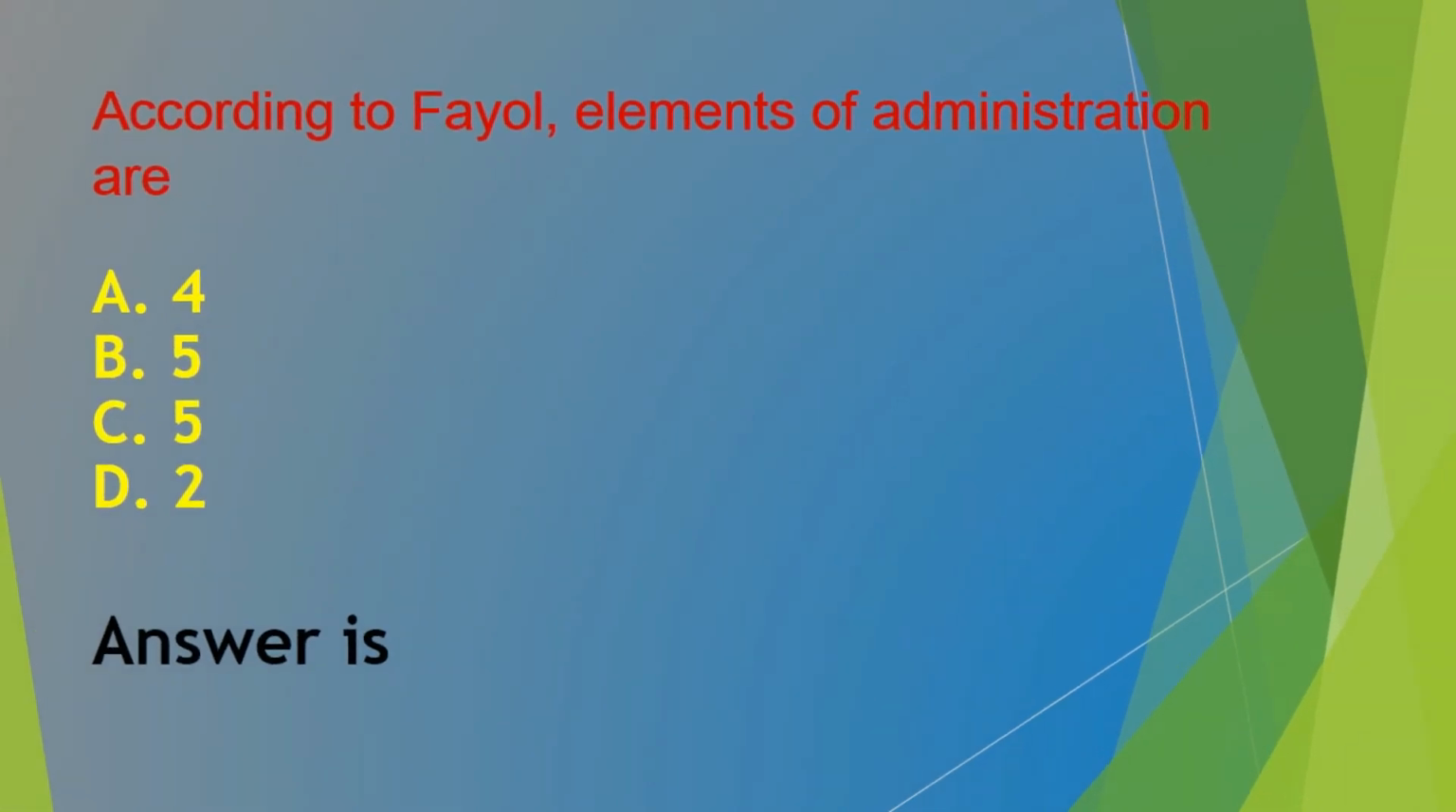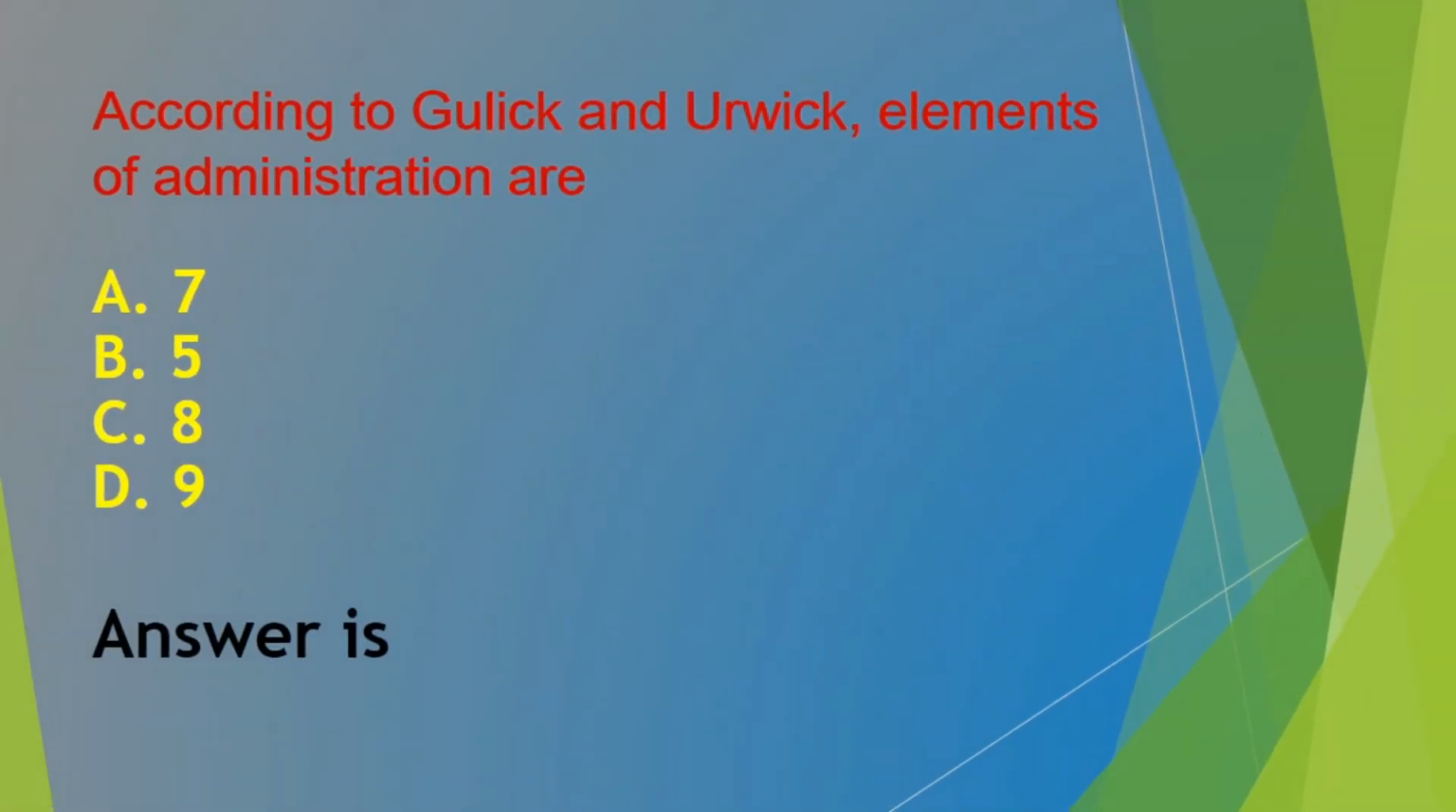According to Fayol, elements of administration are A. 4, B. 5, C. 5, D. 2. Answer is B. 5. According to Gulick and Urwick, elements of administration are A. 7, B. 5, C. 8, D. 9. Answer is A. 7.